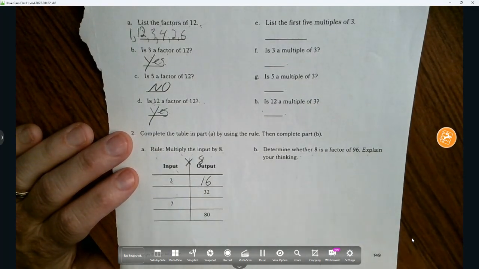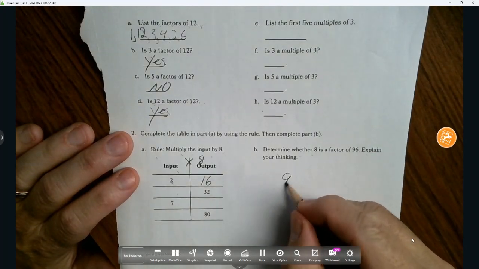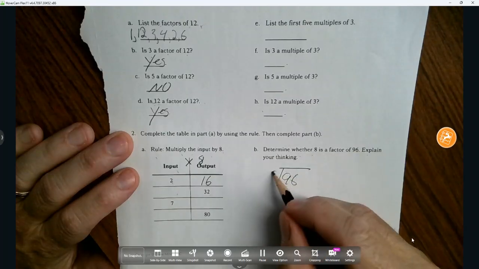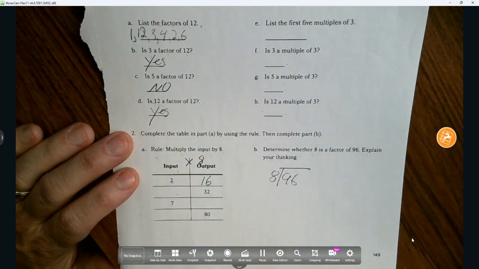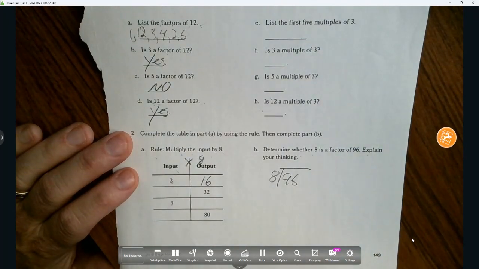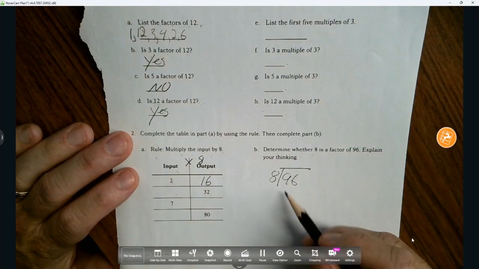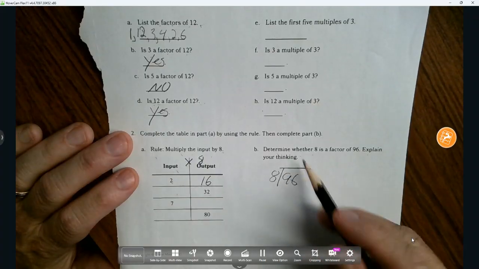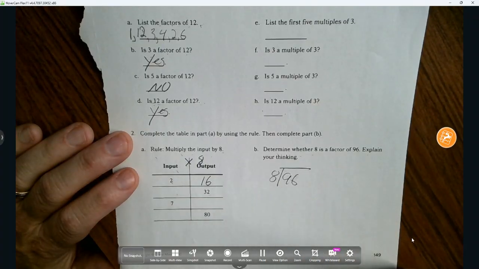Determine whether 8 is a factor of 96. So, like I said, can you put 96, divide that by 8? Can 8 go in there? Can 8 go into 9? Then you subtract that. Is there anything left? And then see if 8 can go into that number. Does it go there nice and even?